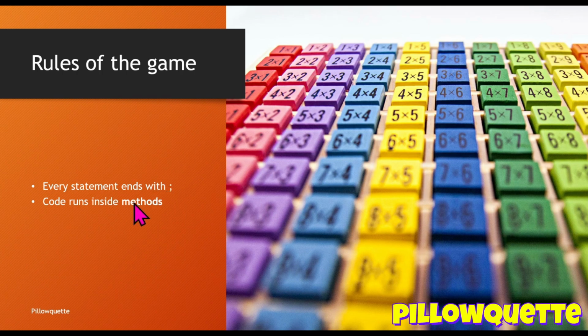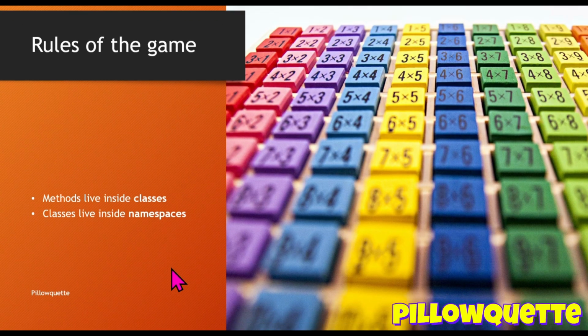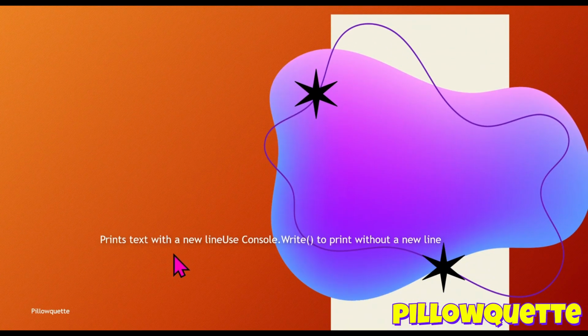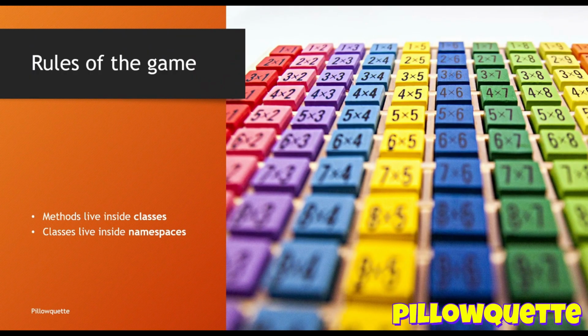Now, the rules of the game are very simple. Every statement ends with a semicolon. The code runs inside methods. Methods live inside classes, and classes live inside namespaces. You don't need to understand that just yet. Let me just explain that a little bit.